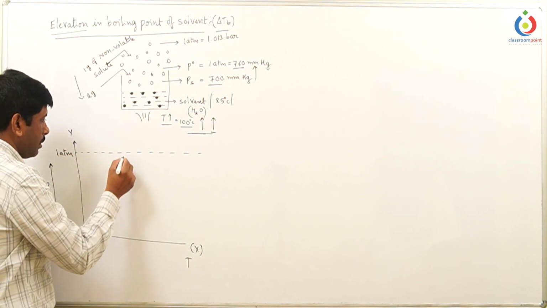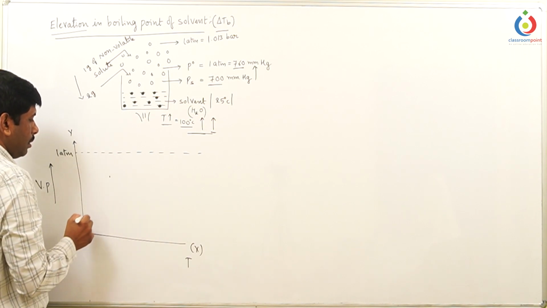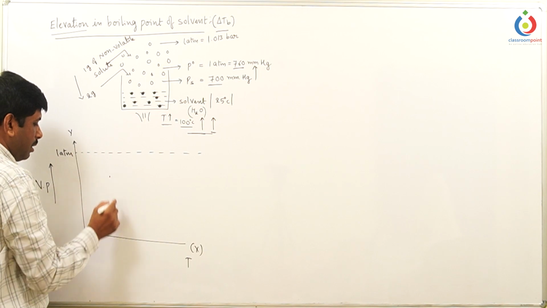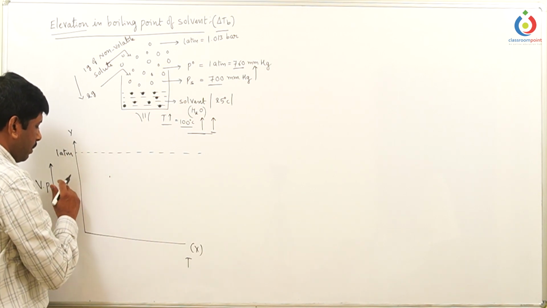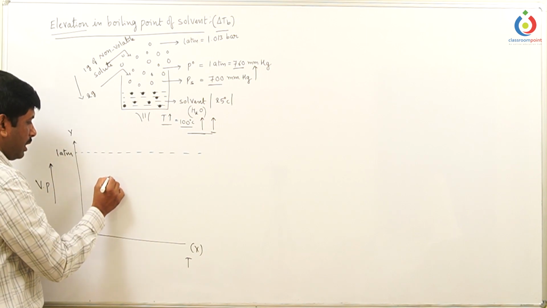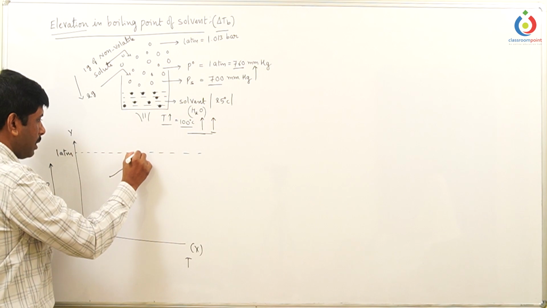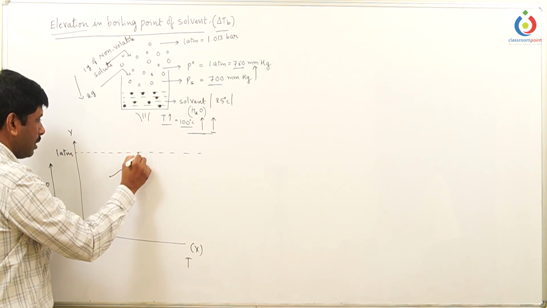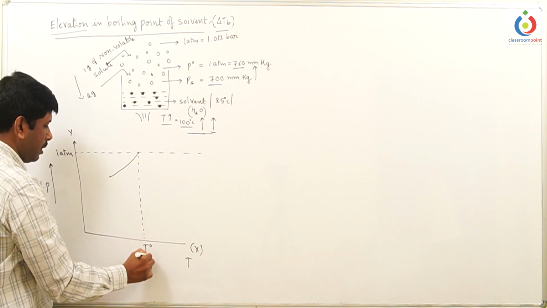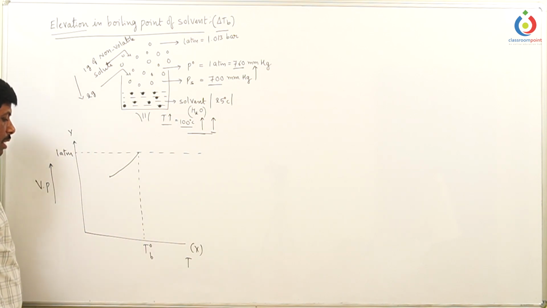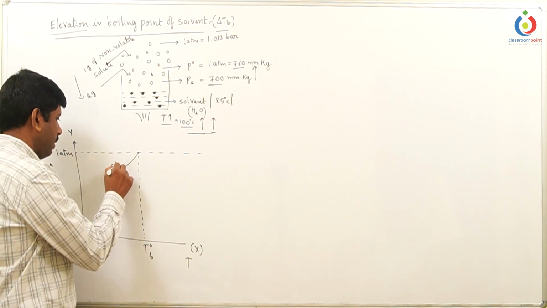Now imagine there is a solvent. The solvent is here at a particular temperature. When you raise the temperature, the vaporization and vapor pressure of the solvent increase. After a certain time, its vapor pressure equals atmospheric pressure. So from here it starts boiling. That is what is called the boiling point of the solvent. It is represented by the letter T naught B. This is the solvent.